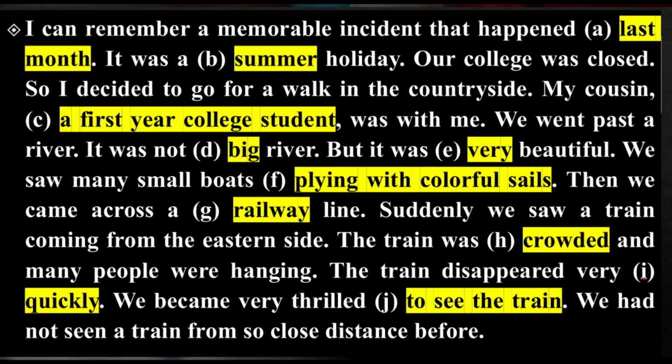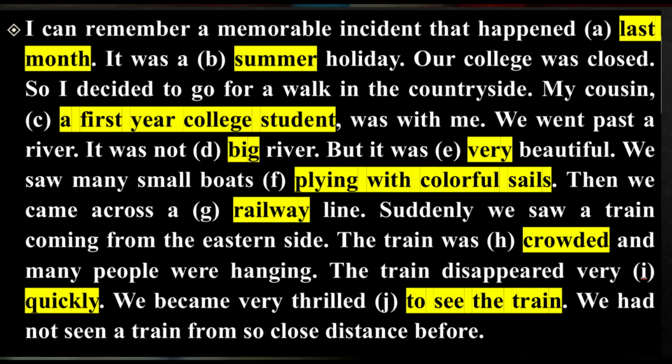Now come to the next line. Our college was closed, so I decided to go for a walk in the countryside. My cousin dash was with me. Here we are asked to post modify the noun with an appositive. So what is an appositive? Whenever we extend something or add something about the previous noun, that extra part is called an appositive. So here we can write the answer like this: My cousin, a first year college student, was with me.